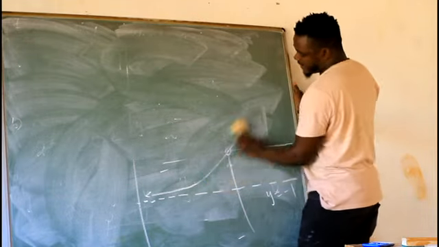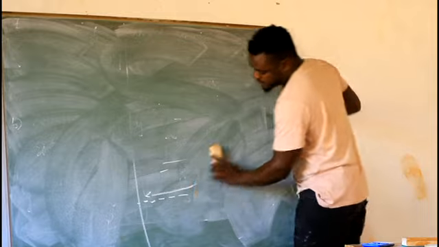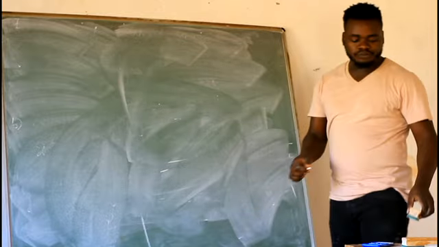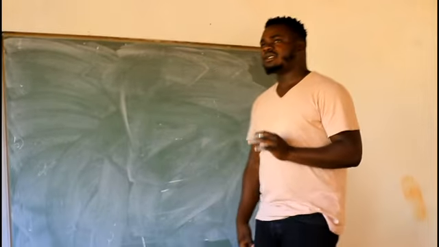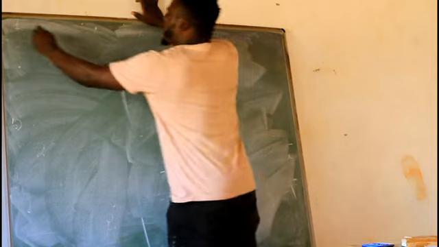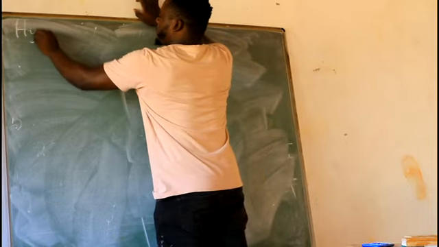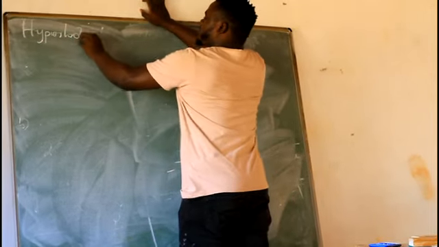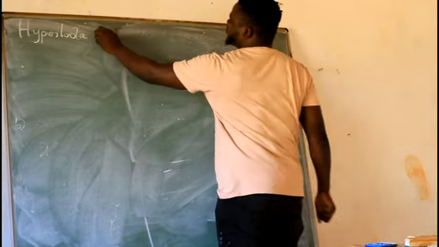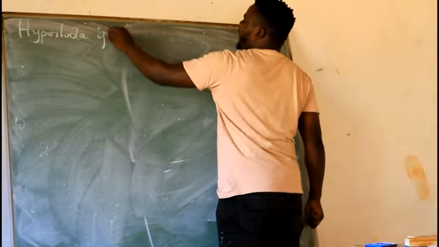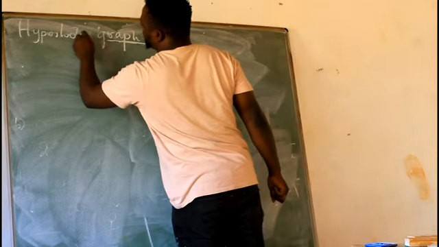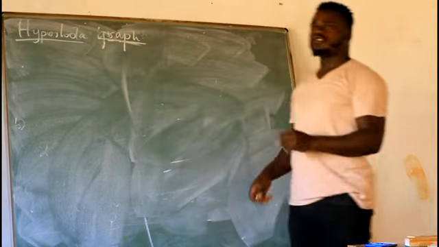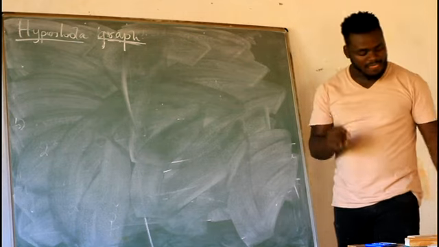Now, let us move to the last graph. Guys, these graphs are very simple, very simple. Now, let us move to this graph. This graph is called hyperbola graph. This is hyperbola graph. We're going to talk about hyperbola graph.